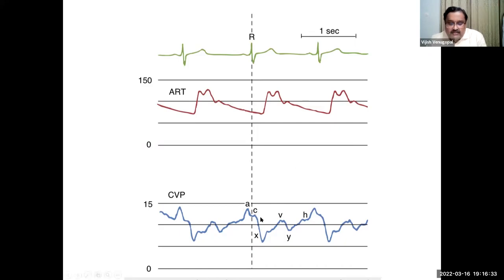A is due to atrial contraction. C is due to the pushing in of the tricuspid valve because of the isovolumic contraction. The X descent is due to the ejection phase, wherein the tricuspid valve along with the base of the heart moves towards the apex. The V wave is due to the filling of the atria, and the Y wave is because of the opening of the tricuspid valve and emptying of the atrial contents into the ventricle. Now, occasionally you can see an H wave. This is seen when patients have bradycardia with a higher CVP.